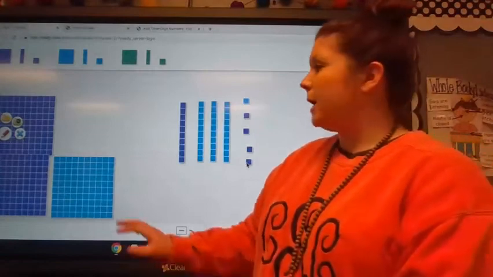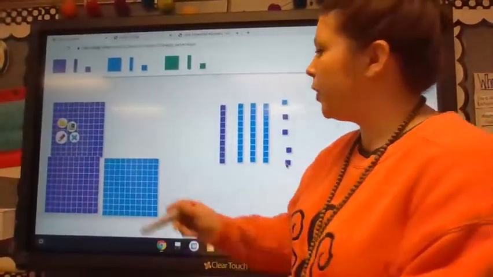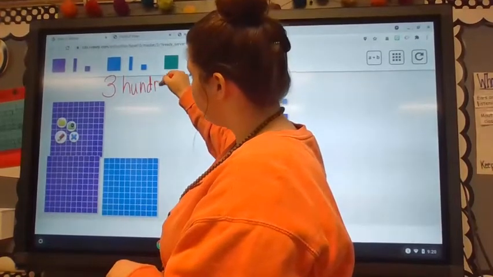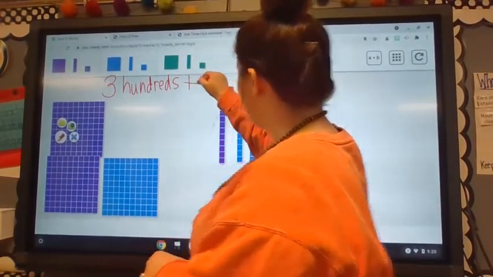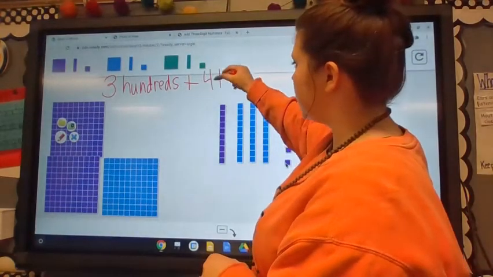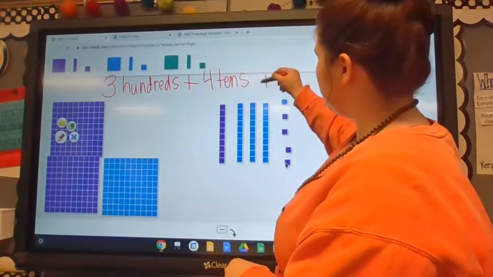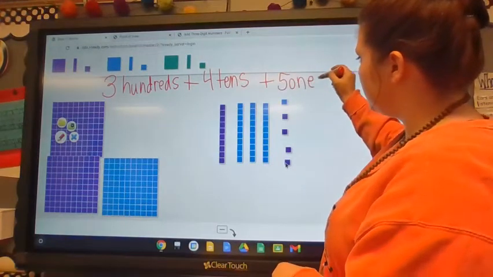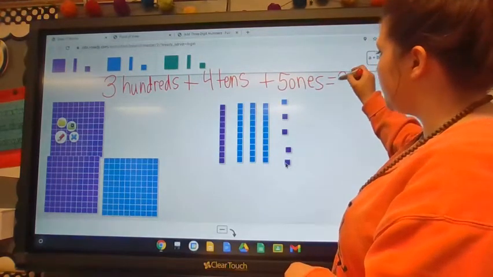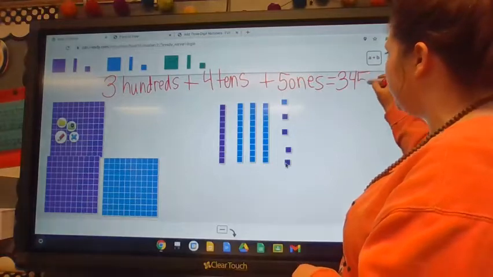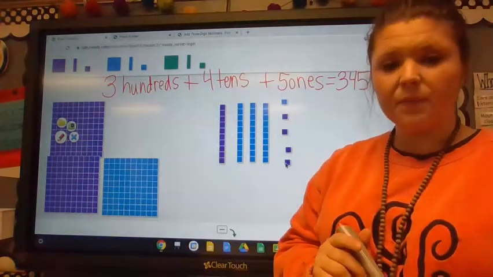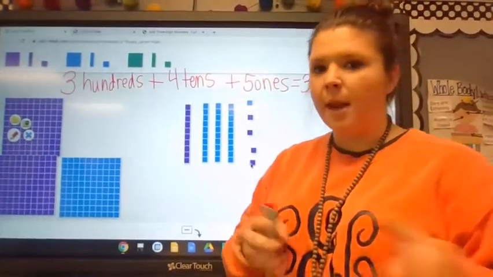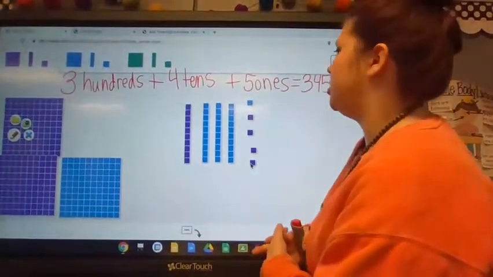So when I combine my hundreds, I have 300 plus 4 tens plus 5 ones, which equals 345. Okay? All right, now let's go back to our problem so that we can answer our question.